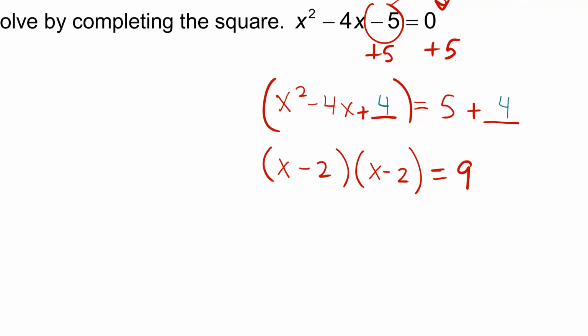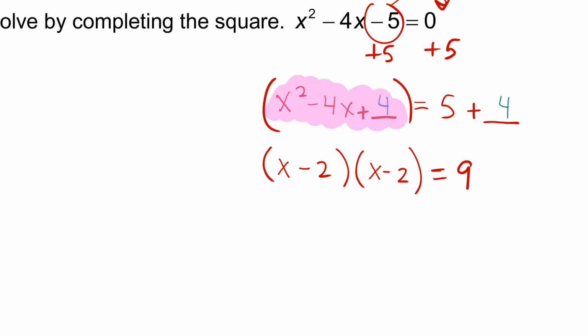How did you get x minus 2 and x minus 2 then? Because what happens to the negative 4x? Well, if you FOIL x minus 2 times x minus 2, you get x squared minus 4x plus 4. So this part right here is a perfect square trinomial.